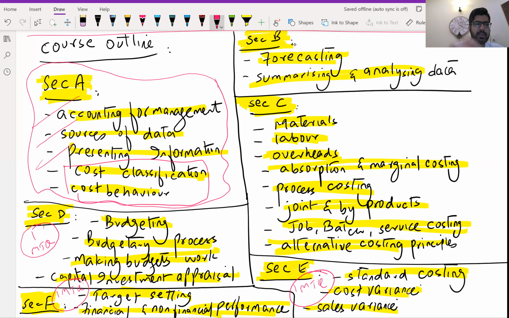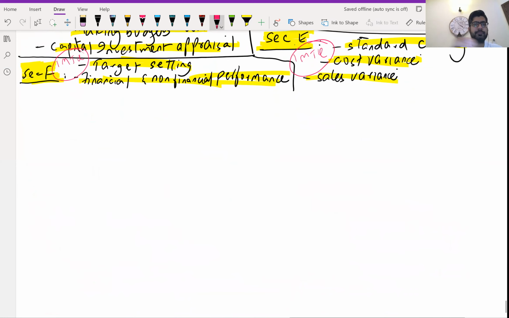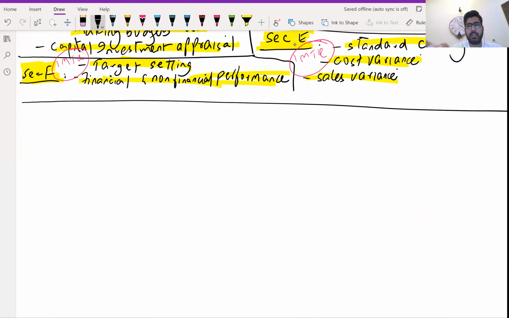All these are theoretical areas, so we will discuss all 3. Firstly, we are starting with cost classification and cost behavior. You need to copy some stuff which I'm sharing on the screen.